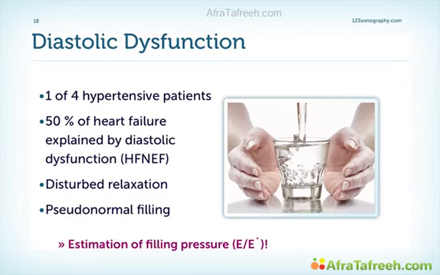A frequent finding in hypertensive heart disease is diastolic dysfunction. Probably a quarter of all hypertensive patients have diastolic dysfunction. It has been estimated that 50% of heart failure patients have diastolic dysfunction, which has also been called HFnEF, meaning heart failure with normal ejection fraction.